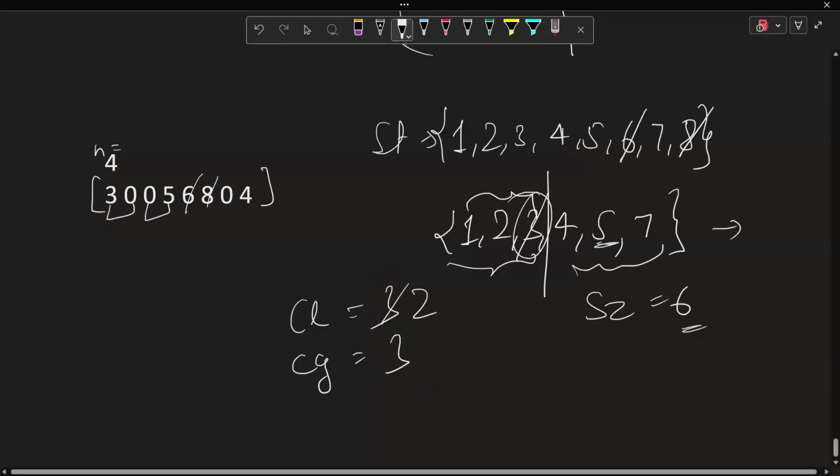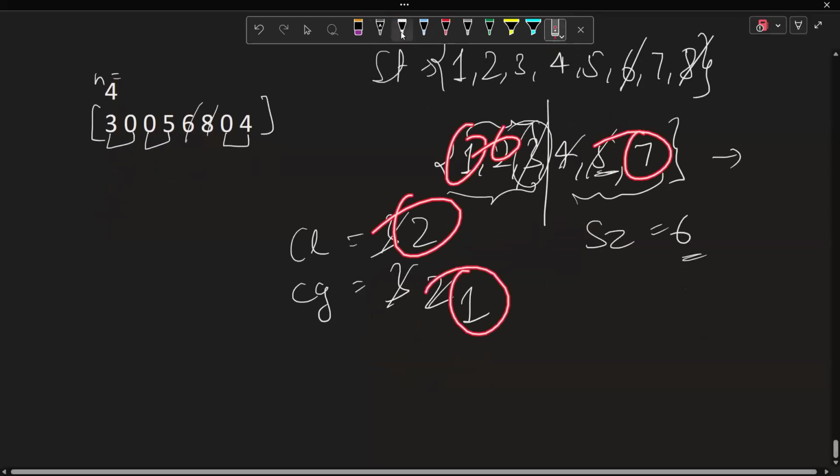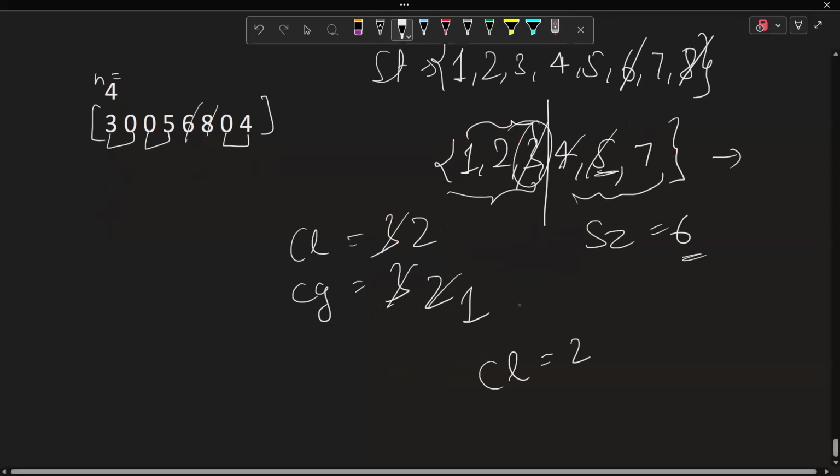5 falls in the upper range. Reduce this. This is 0 and 4. 4 falls in the upper range. Okay, reduce this. So basically in the lower range, you have 1 and 2, 2 values. In the upper range, you have 7, 1 value. So your CL is 2, CG is 1.